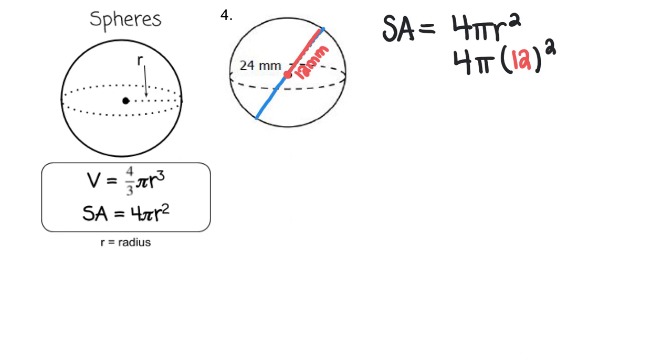So I'm taking 4 pi times 12 squared, and then we're rounding that to the nearest tenth, which is going to be 1,809.6. And we are in millimeters squared.